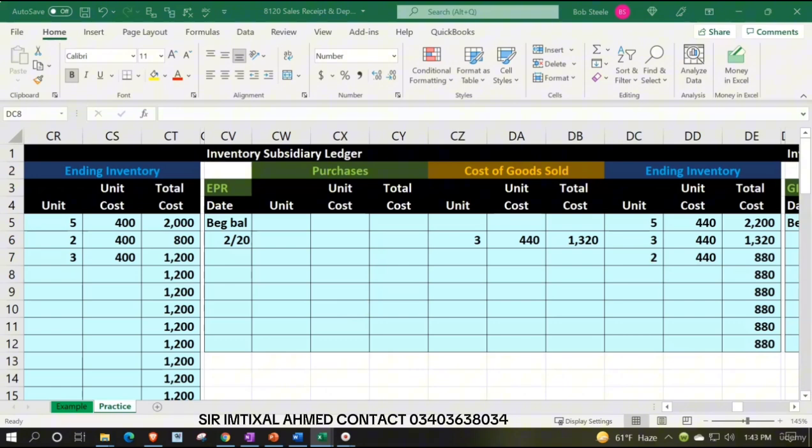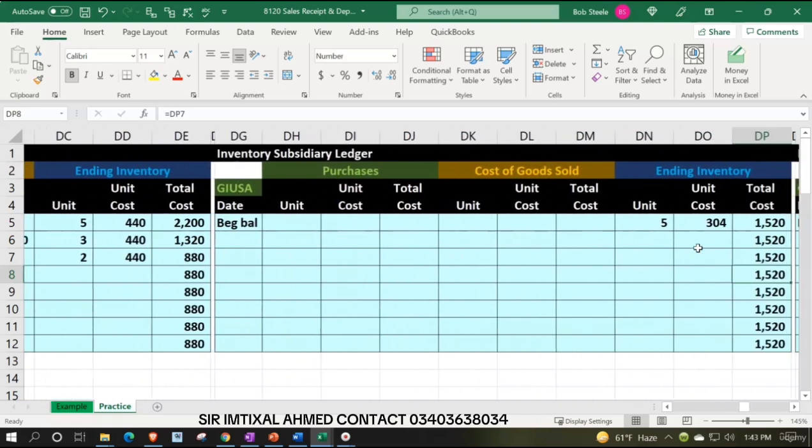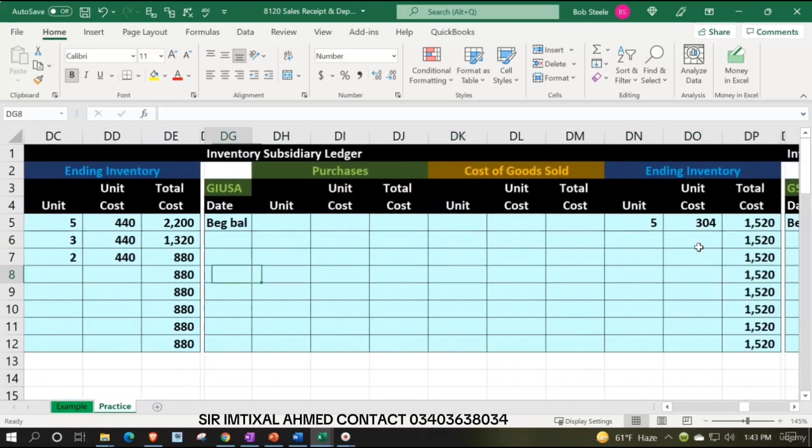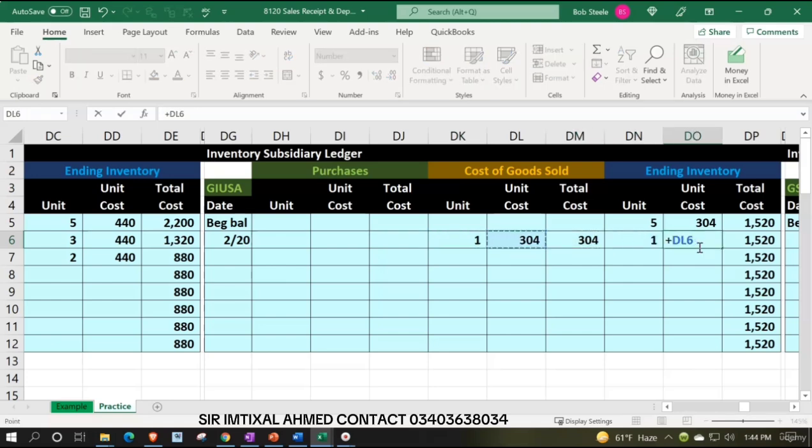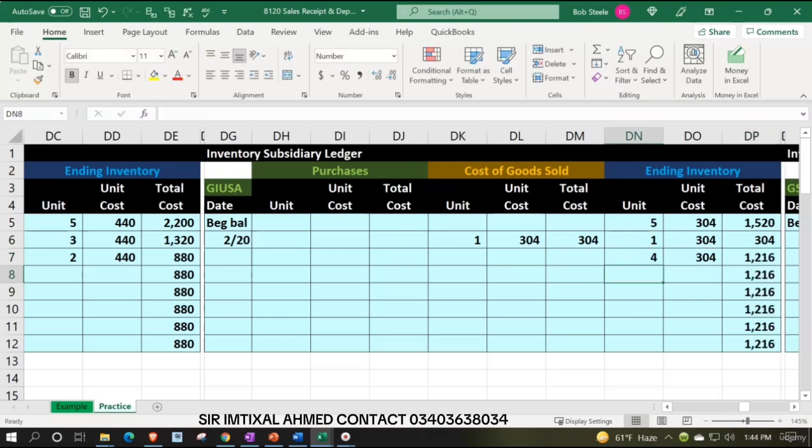Then we also sold one of these Gibson guitars. We sold one of those on 220. So we're going to say on 220, we sold one of those as well. And we sold one at 304. 1 times 304 is 304. Ending inventory 304. 1 times 304 is 304. We had 5 units. We sold one of them. We got 4 left at the 304. The 4 times the 304 gives us the 1216. And then we sold one more.